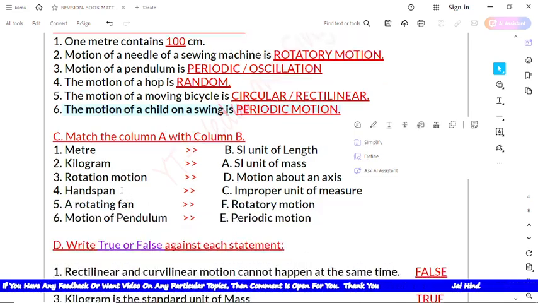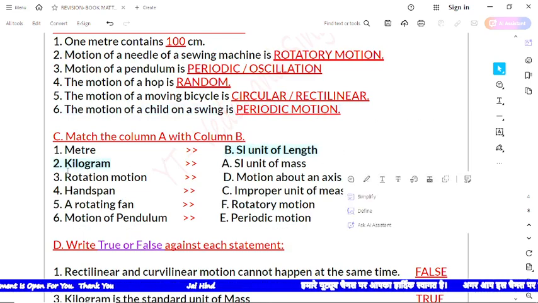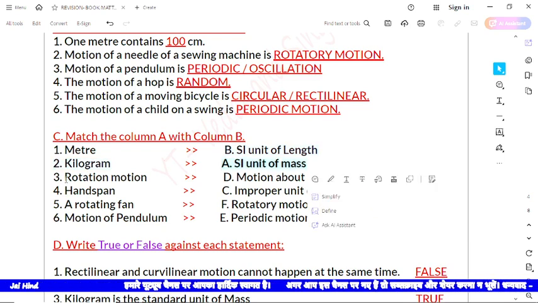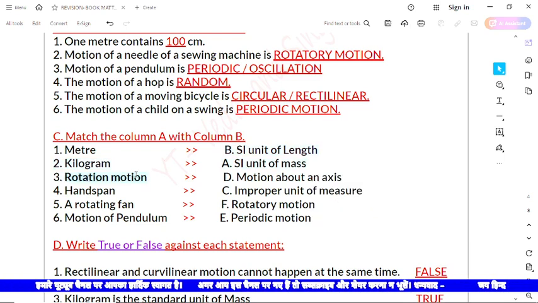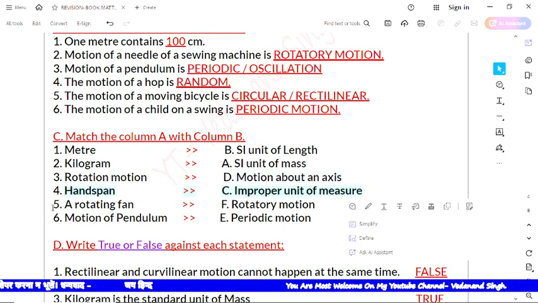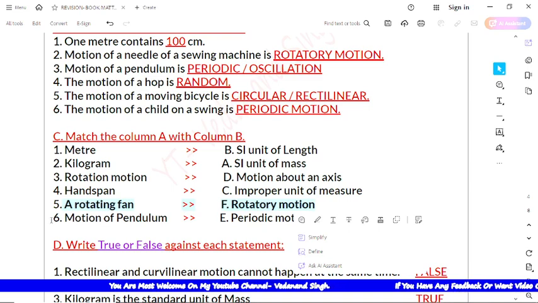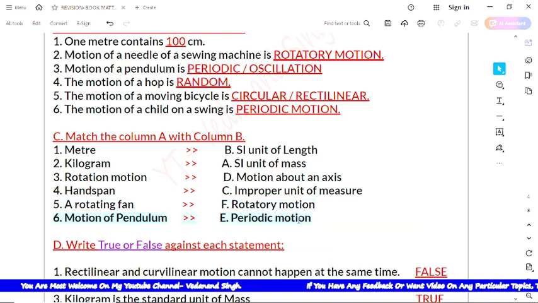Now match the column. 1 meter is an SI unit of length; B is the correct option for measuring. Kilogram is an SI unit of mass. Rotatory motion is rotation about an axis. A hand span is an improper unit of measurement. The rotating fan is rotatory motion. The motion of a pendulum is periodic motion.